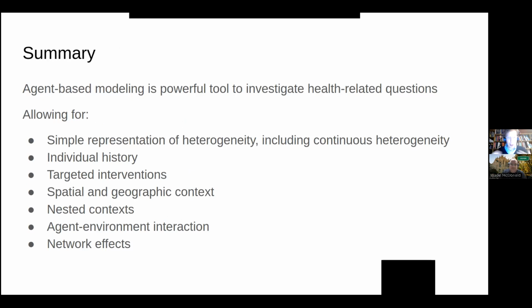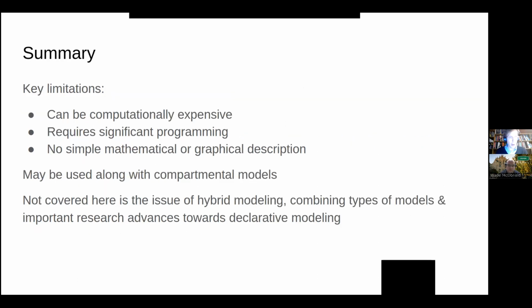So agent-based modeling, in summary, is a powerful tool for investigating health-related questions, allowing us to represent individual history, targeted interventions, especially those clued off spatial and geographic context and network context. You can capture agent-environment interactions in rich ways with GIS and irregular spatial networks as well. Capture effects on networks and really richly capture heterogeneity. And all of these, and particularly the ability to capture heterogeneity, individual history, impacts of early life insults, adverse childhood experiences, are key for addressing needs on the health equity side.